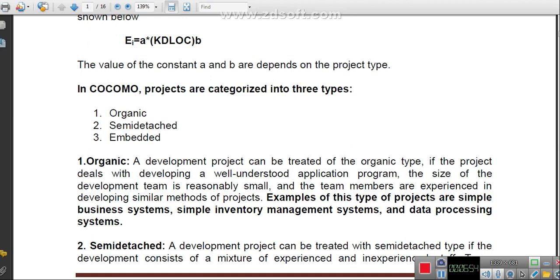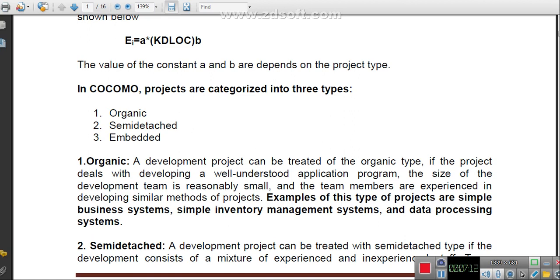If you know how many kilo lines of code are required to complete that particular organic project, at that time you can easily find out the cost or the effort required to complete that project. So there are three types, the first being organic.